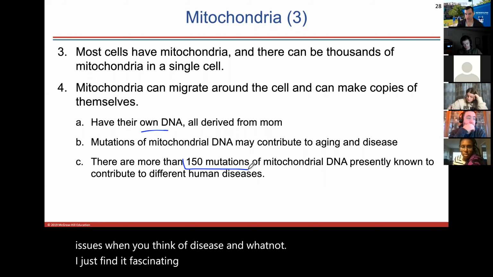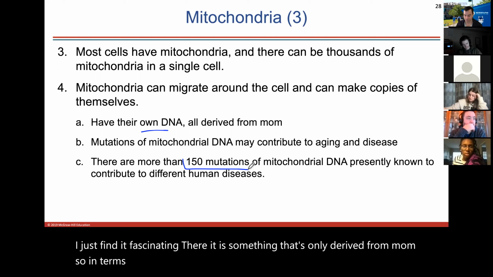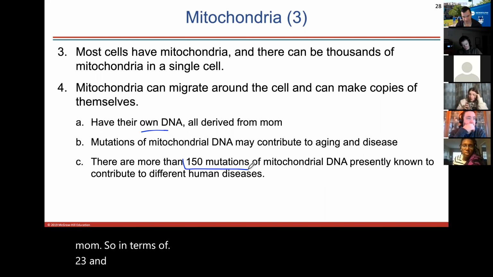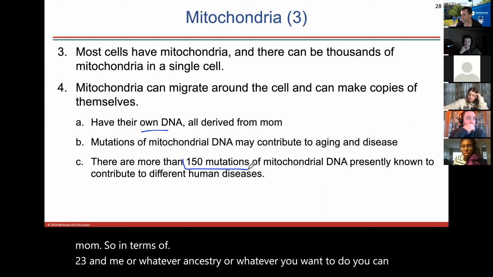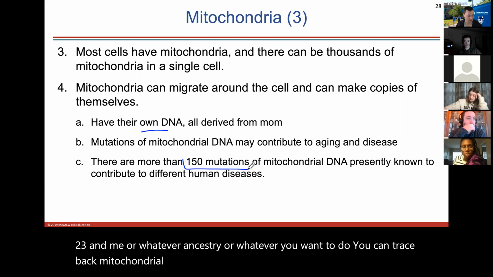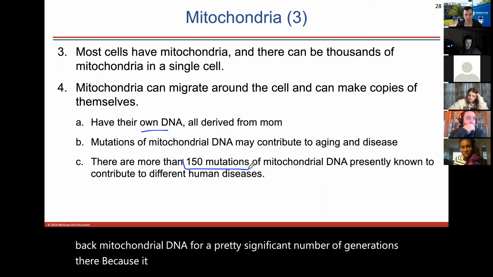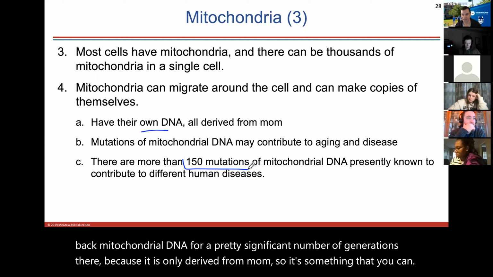It is something that's only derived from mom. So in terms of 23andMe or whatever, ancestry or whatever you want to do, you can trace back mitochondrial DNA for a pretty significant number of generations there because it is only derived from mom. So it's something that you can follow back pretty easily there.